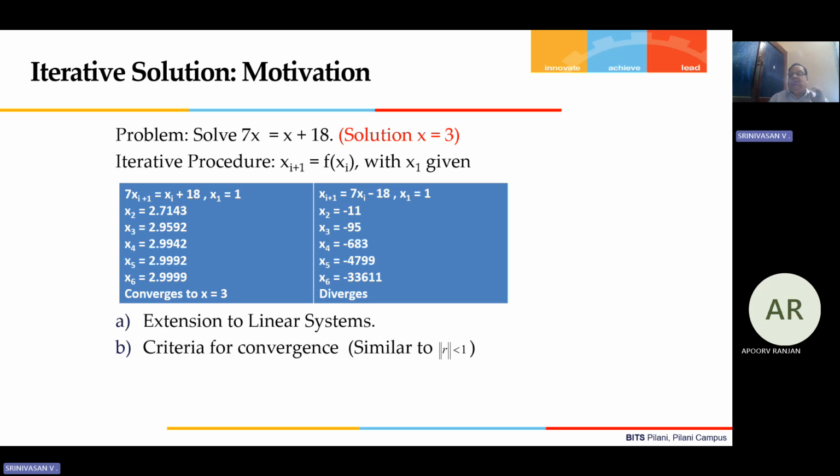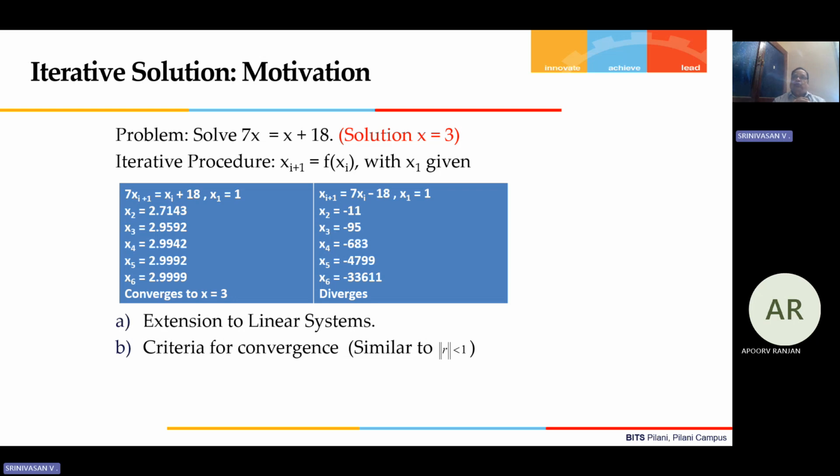So with x1 given, suppose the sequence of terms is x1, x2, etc. Now, 7x(i+1) equal to x(i) plus 18. Therefore, our given problem can be made to be 7x(i+1) equal to x(i) plus 18. So x(i+1) is f of x(i). Okay, x1 equal to 1. We initialize the first term to be 1. So what is x2?